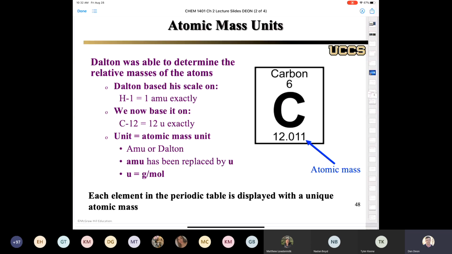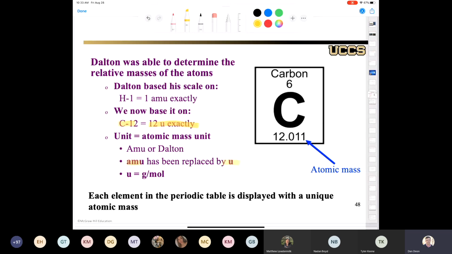So IUPAC, which is the International Union of Pure and Applied Chemistry, uses carbon 12 as a standard, and they say that carbon 12 is 12 atomic mass units exactly. And unbeknownst to me until a while ago, the AMU is now replaced with the U. It says it right here, AMU is replaced by the U. Mr. Deon still likes the AMU. I used it for most of my life, so I still kind of dig it.